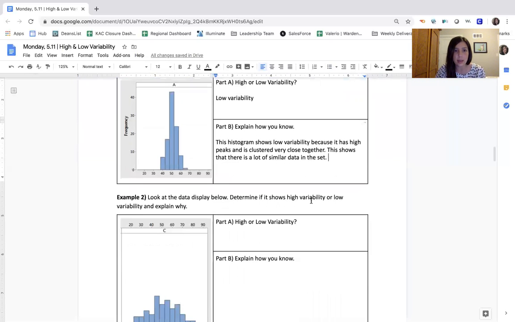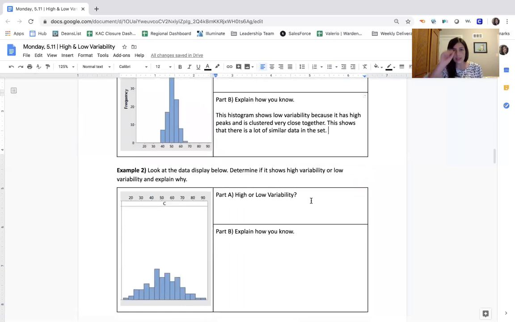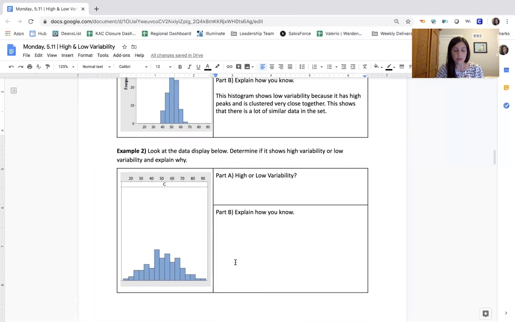Let's look at example number 2. Look at the data display below. Determine if it shows high variability or low variability and explain why. So the same exact thing, guys, just a different histogram here. Okay. So again, I'm thinking about two things. I'm thinking about what kind of peaks I see in this data, and I'm also thinking about, is this clustered close together or is it spread out across the visual?